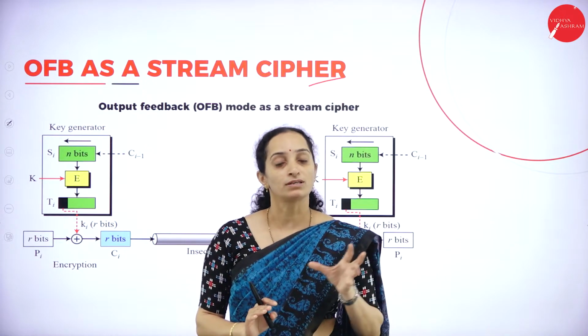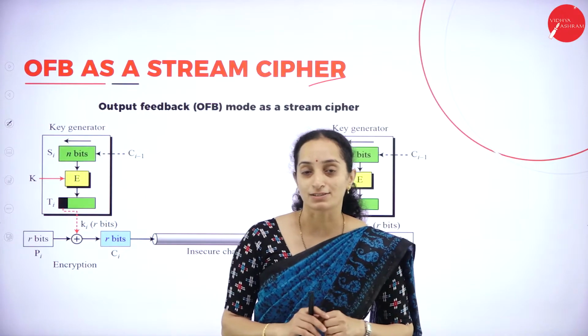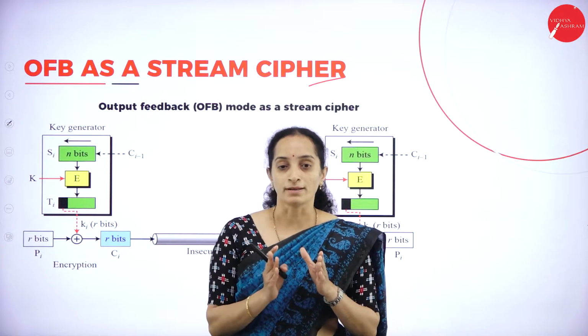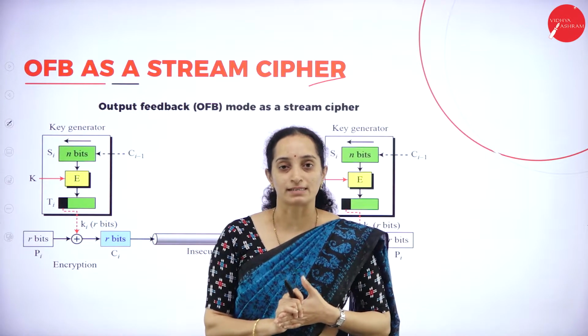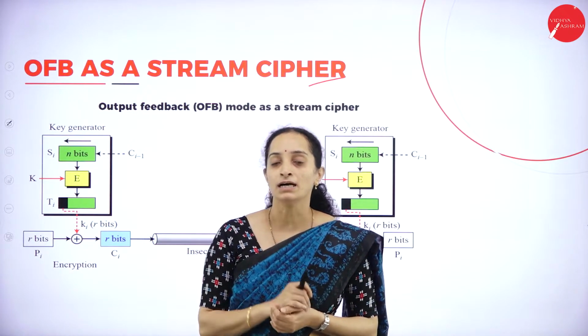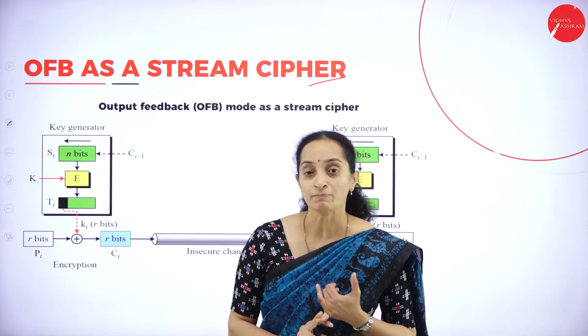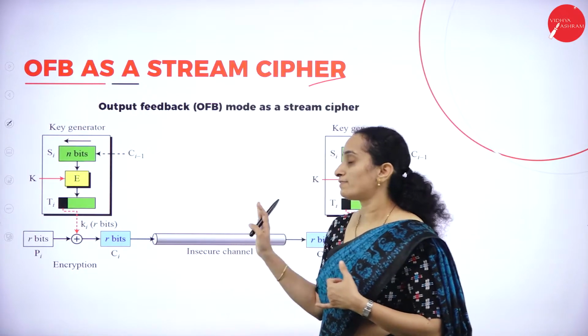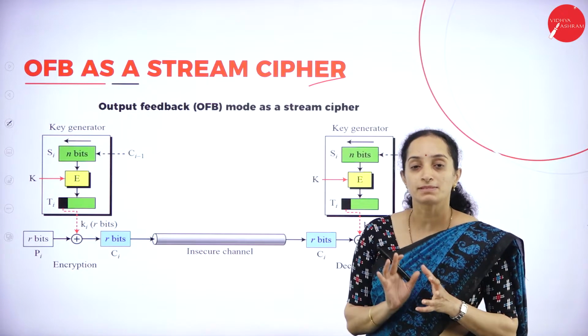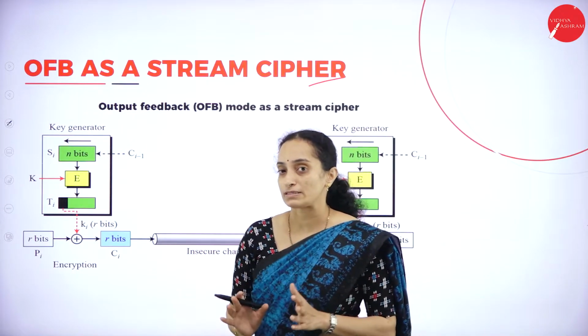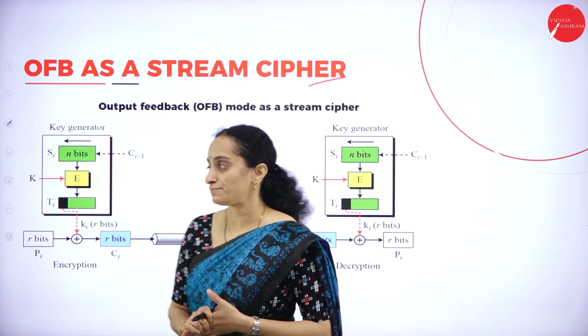The characteristic of a stream cipher is that one set of bits depends on the previous bits, isn't it? The same thing is happening in the OFB mode as well as the CFB mode. So that is why you can discuss how it works in the form of a stream cipher, if you consider it as a stream kind of cipher.